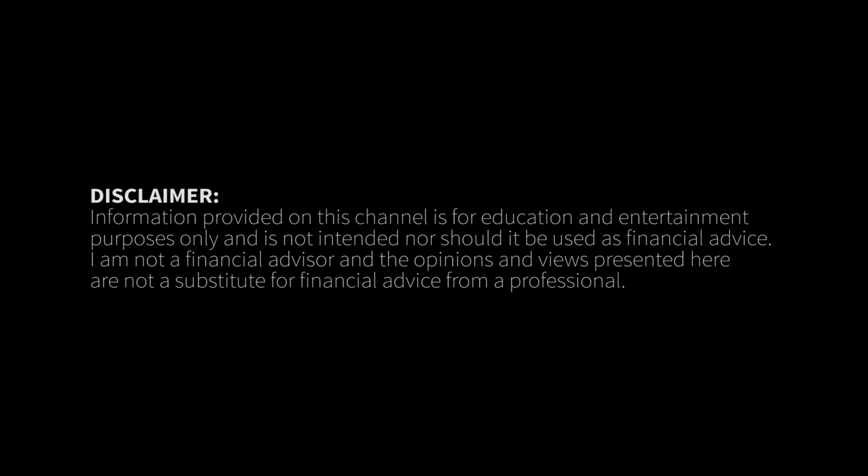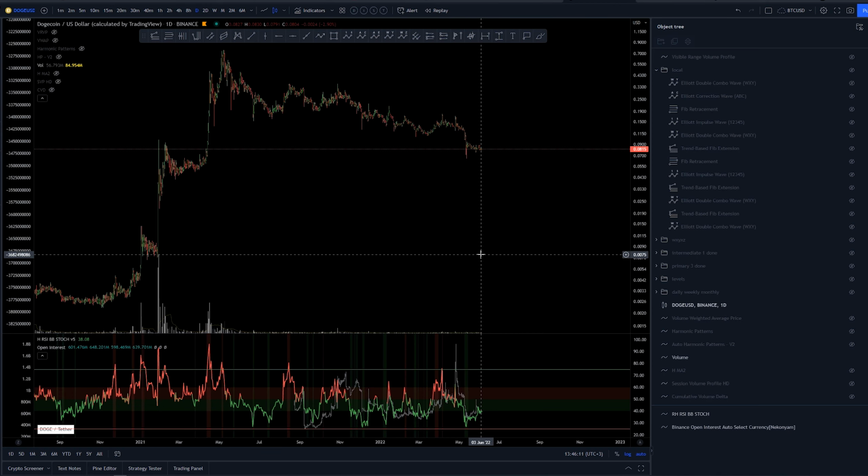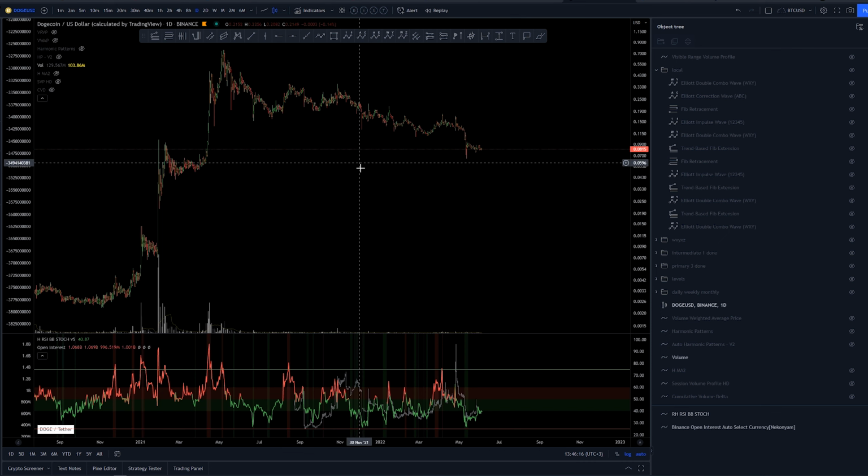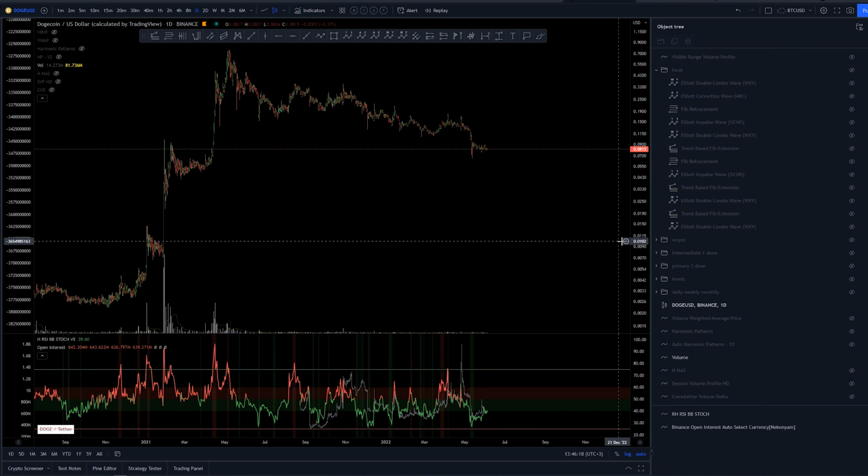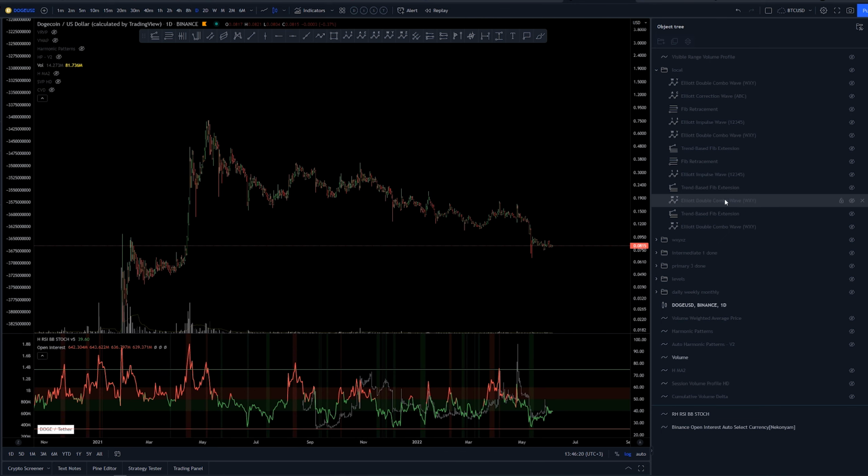I'll cover wave analysis with Elliott Wave theory and provide targets and invalidation levels for the presented accounts. Let's get going. Starting again from a higher time frame, let's start with the day or 1 day time frame.